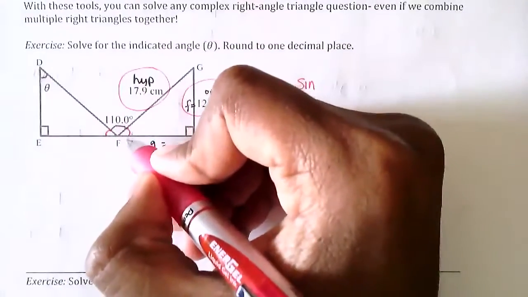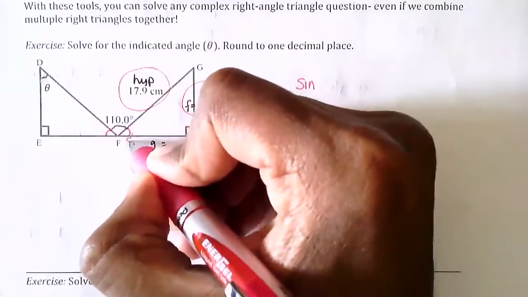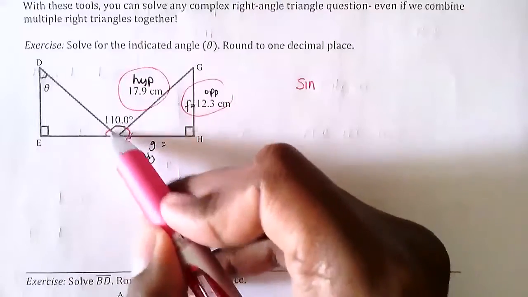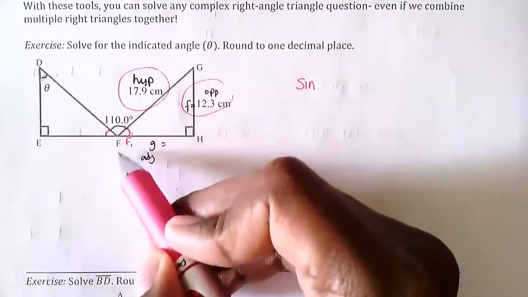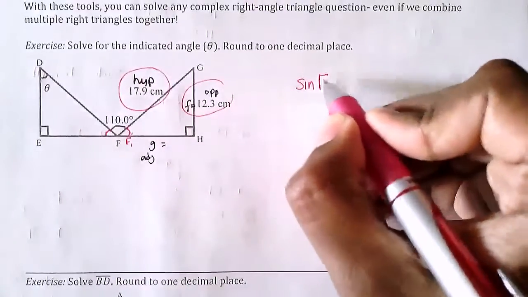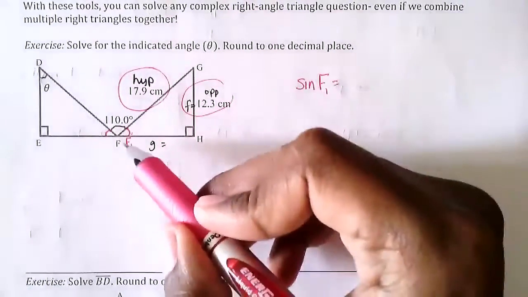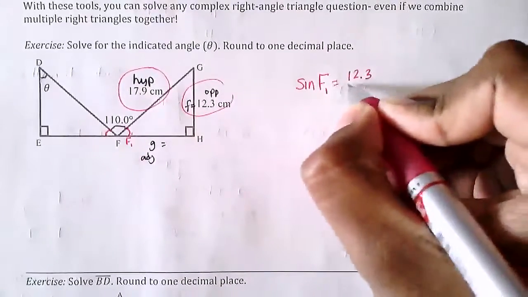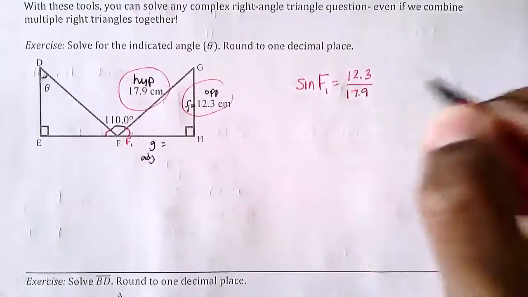Let's call that angle f. All of these are technically f, so I'm going to call this f1, just to indicate that we're talking about this angle and not this angle f or this angle f, because that vertex is called f. Okay, so we'll call this f1. So the sine of f1 is equal to opposite over hypotenuse, so 12.3 over 17.9.